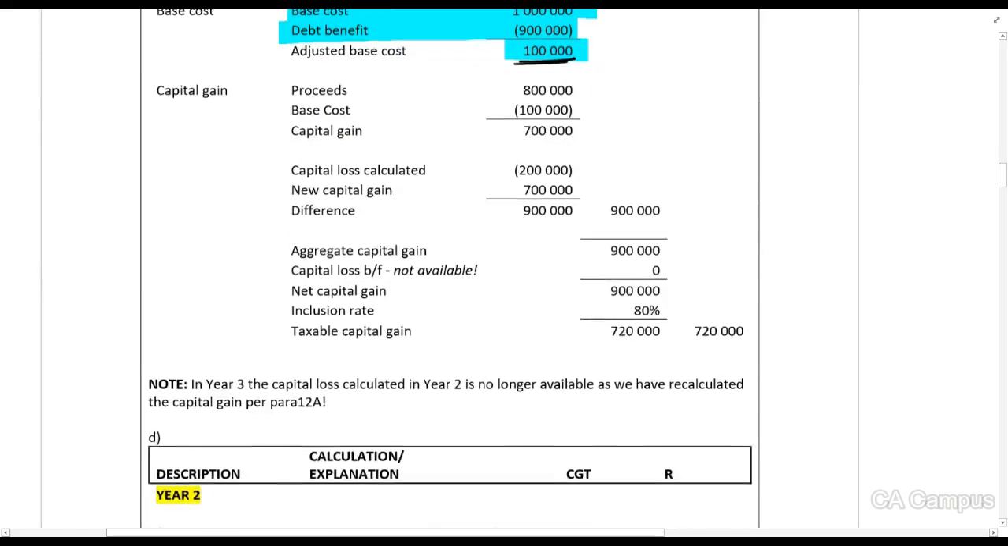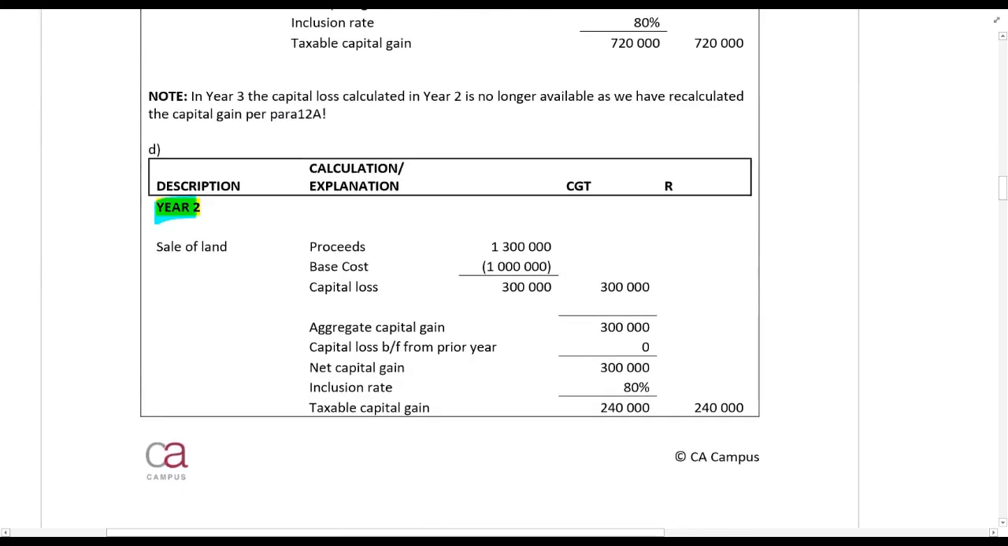So I'm just changing the amounts here. So in year 2, if I sold it for 1.3 million rands, I would have a capital, sorry, it says here loss, but it's obviously a gain, capital gain of 300,000 rands.